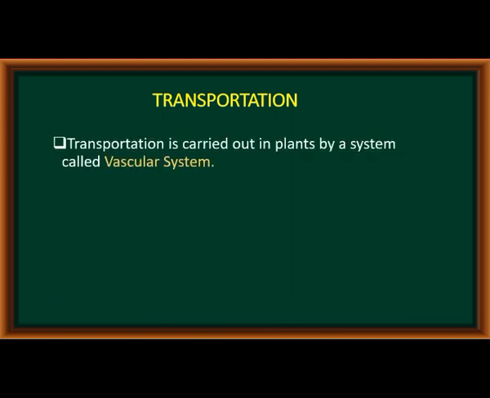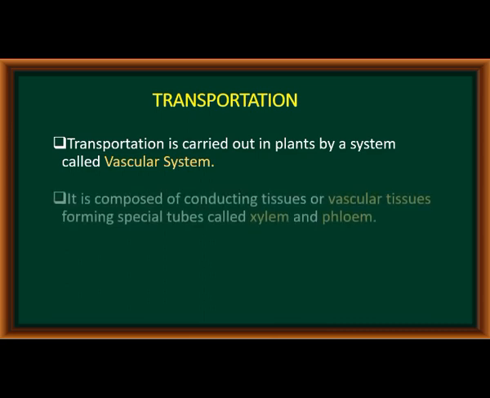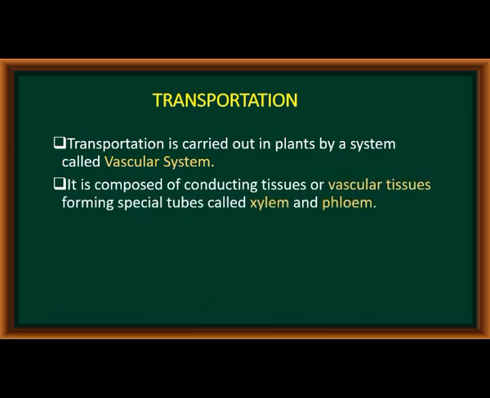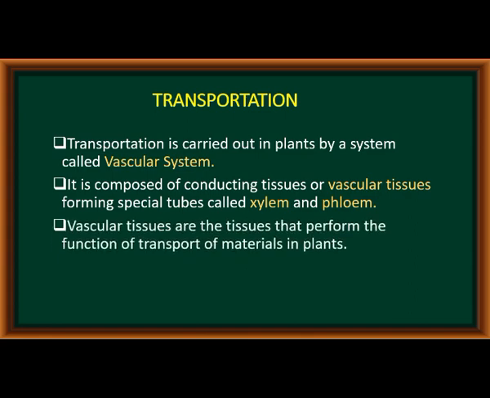Transportation is carried out in plants by a system called the vascular system. It is composed of conducting tissues or vascular tissues forming special tubes called xylem and phloem. Vascular tissues are the tissues that perform the function of transport of materials in plants.